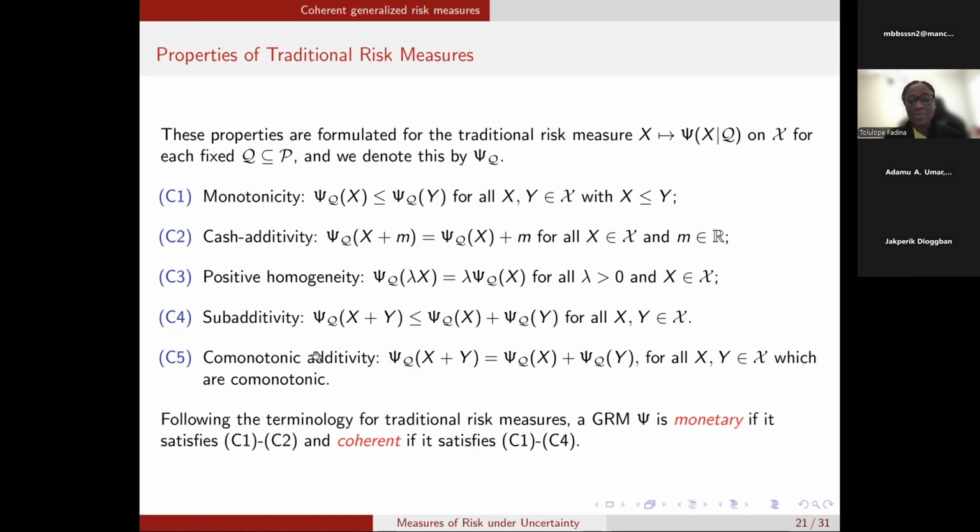And then we have comonotonic additivity. So these are the 5 properties that we have. And then to pin down the one that is a coherent risk measure: if a risk measure satisfies the first 4 here, monotonicity, cash additivity, positive homogeneity, and subadditivity, then that risk measure is coherent. And if it satisfies just 1 and 2, then we say it's monetary.